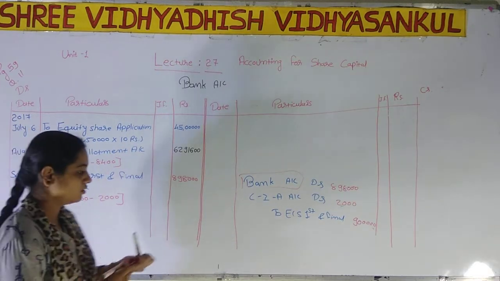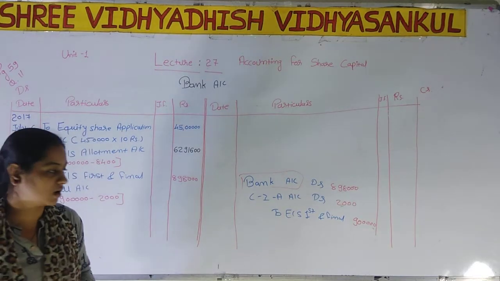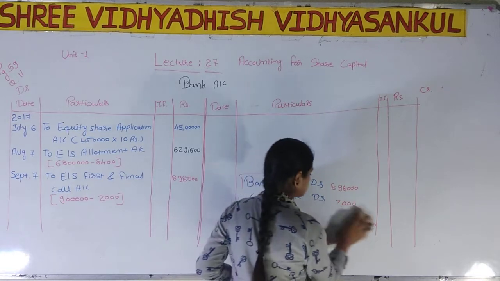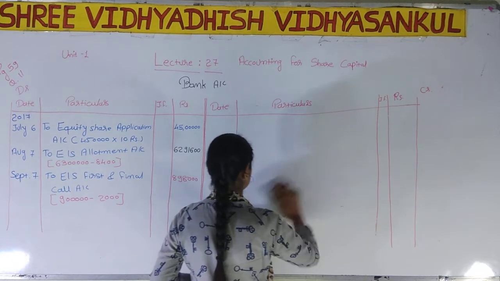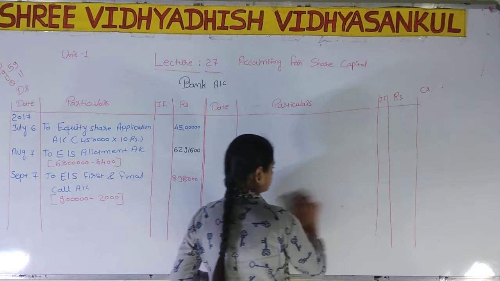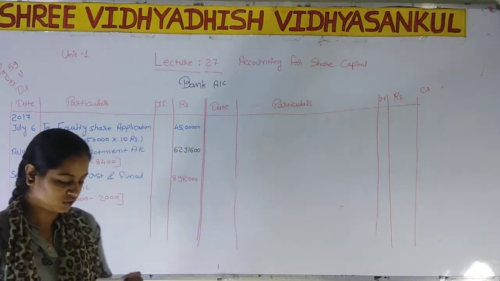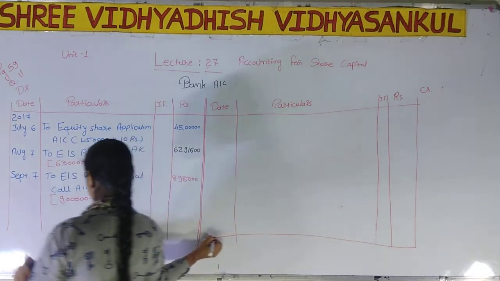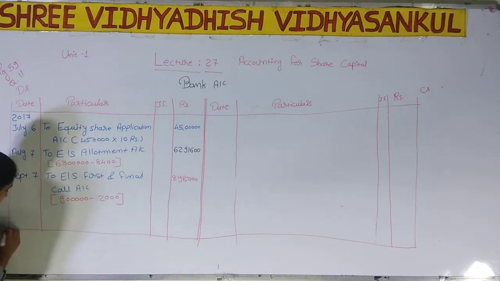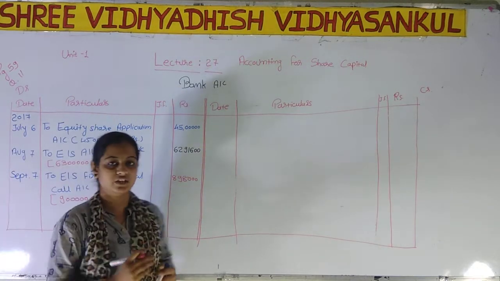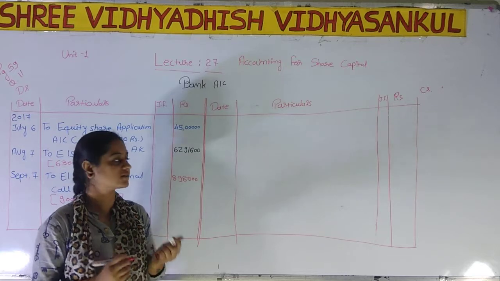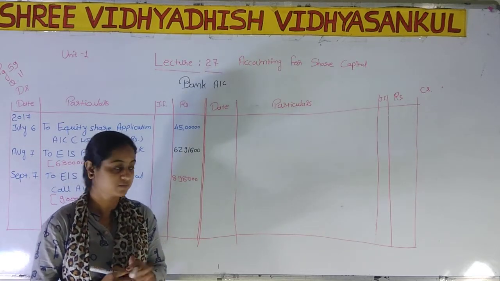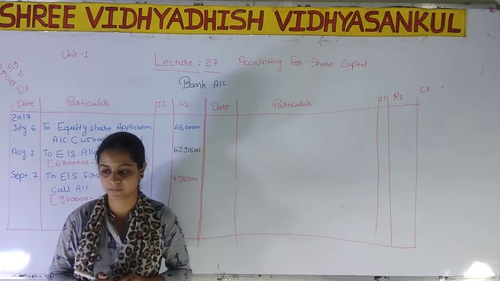Right? Here no need to close the account. That means we don't have to do the total. Right? So you just have to do one underline. And with this, the bank account is completed as well as this sum is completed. Right? Write down this.